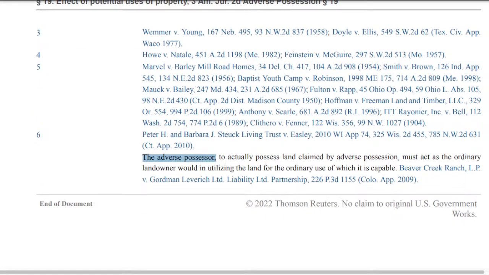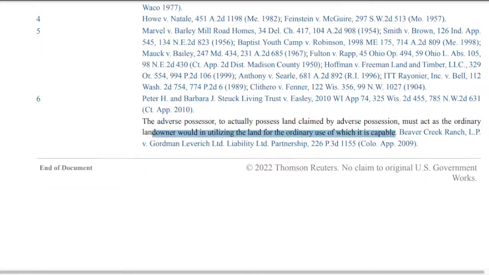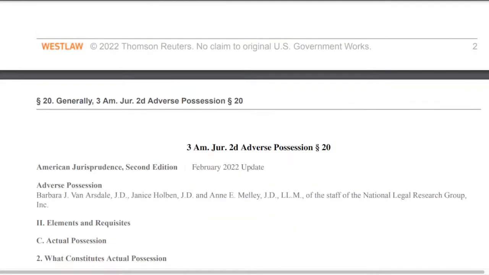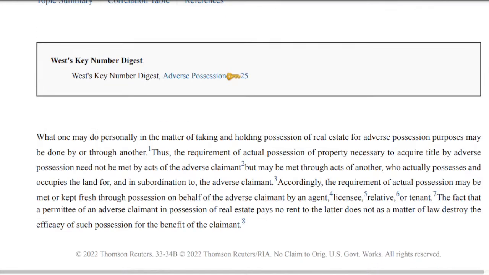The adverse possessor, to actually possess land claimed by adverse possession, must act as the ordinary landowner would in utilizing the land for the ordinary use of which it is capable. That's Beaver Creek Ranch Partnership, Colorado, 2009. Wow, good stuff here. And we're on to number 20 generally.